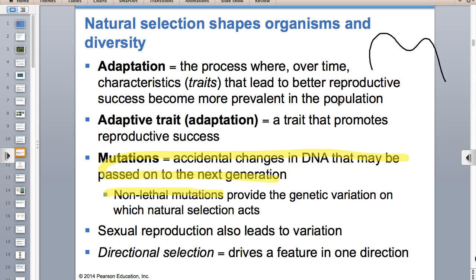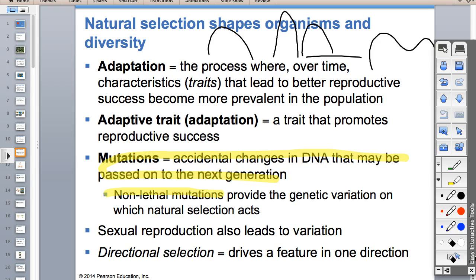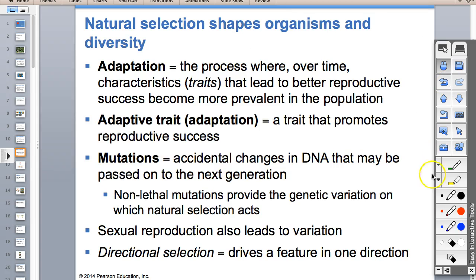So stabilizing, if this is your original graph, stabilizing goes more toward the middle. Directional would take that graph, and it would go from here to maybe small, or it could go to large. So those are those three words. You should already feel pretty comfortable with them, but do look back over that if you need to before the test, because there's a series of questions based on it.